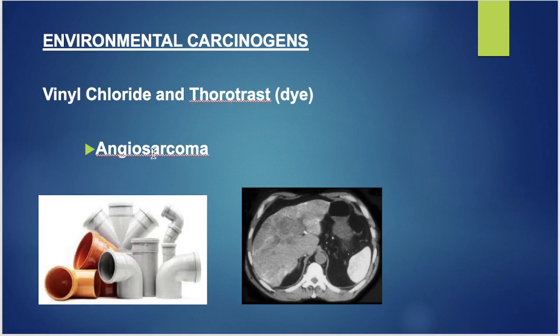Your angiosarcoma is a rare cancer that develops in the inner lining of your blood vessels or your endothelial cells and lymph vessels. Your angiosarcoma is actually a very fast-growing cancer, very invasive cancer. That's why most of the time or most cases, the patient will have really a very poor prognosis. So please take note on that, vinyl chloride and your thorotrast dye.